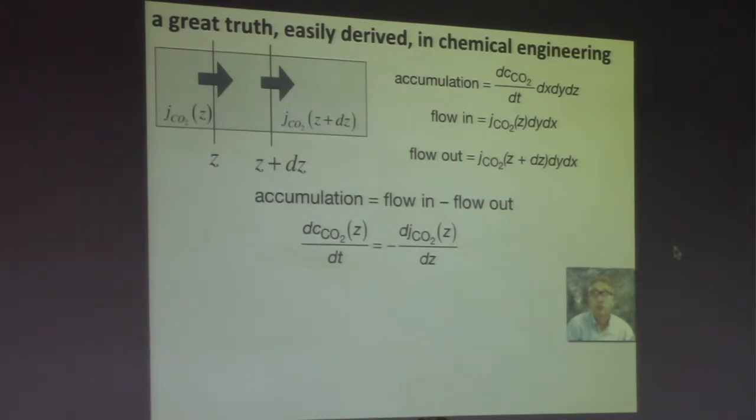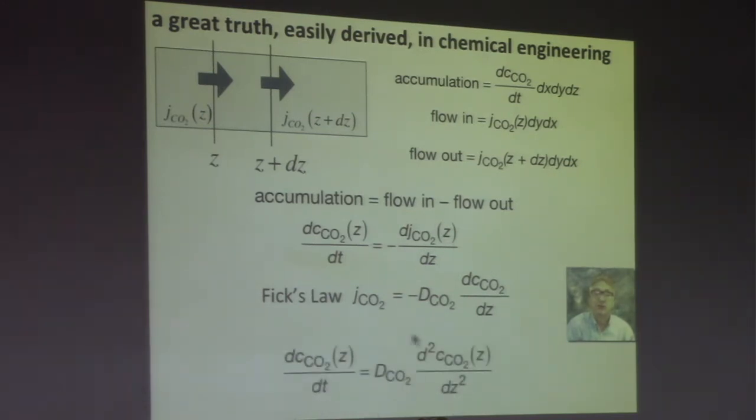I need to invoke only one further step, namely to use Fick's law. Fick's law states that the flux of CO2 is given by a diffusion coefficient times a gradient with respect to position in space. I can insert this in for this value here and rewrite this equation, and I now have that the accumulation of CO2 in my volume element is given by a diffusion coefficient times the second derivative of the concentration of CO2 with respect to position.